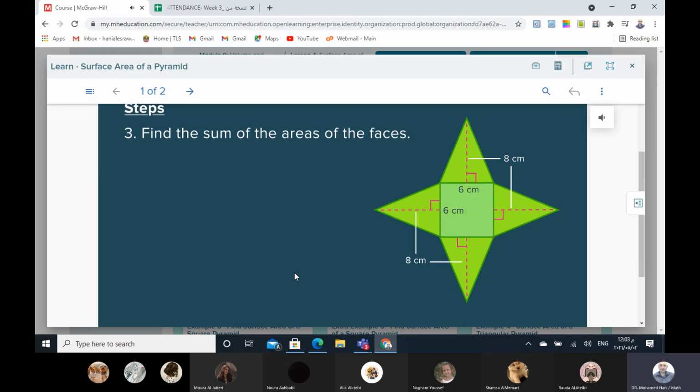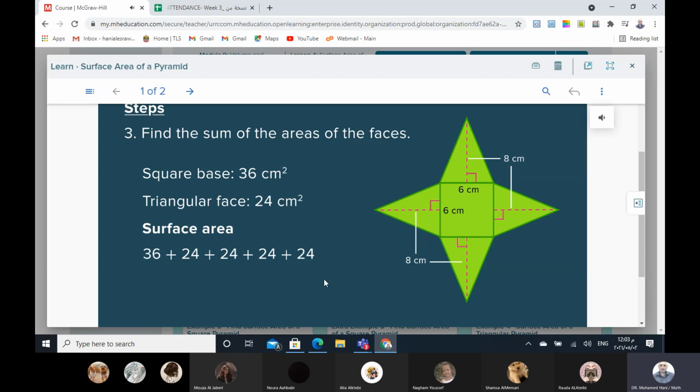Finally, find the sum of the area of the base and the areas of the lateral faces. So as you see here, 36 is the area of the base. Then we have 24 plus 24 plus 24 plus 24, because here we have 4 congruent triangles. So we can write 24 plus 24 plus 24 plus 24, or we can write 4 times 24. The sum is 132 square centimeters. So the surface area of the pyramid is 132 square centimeters.